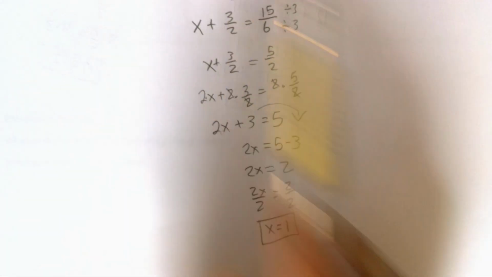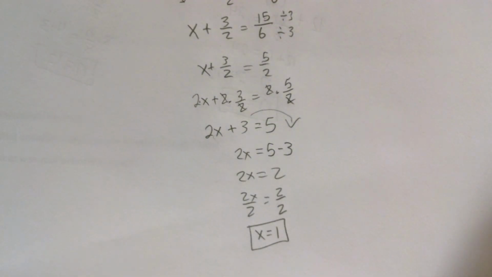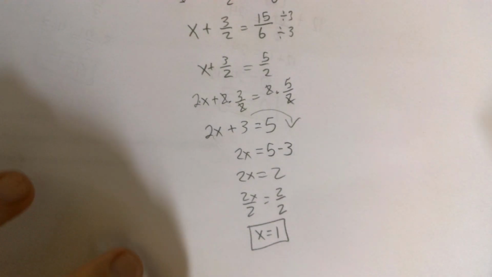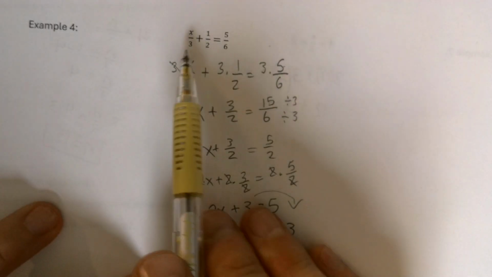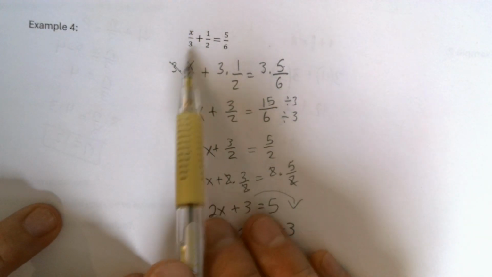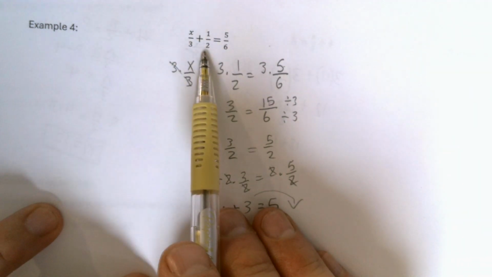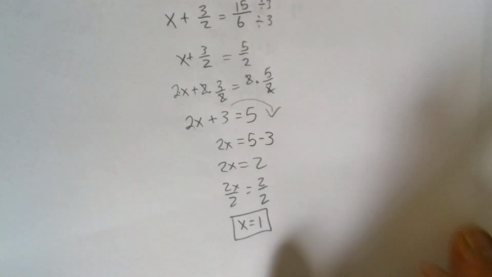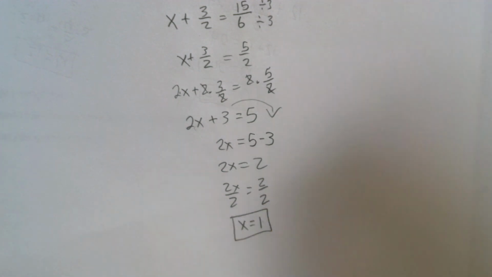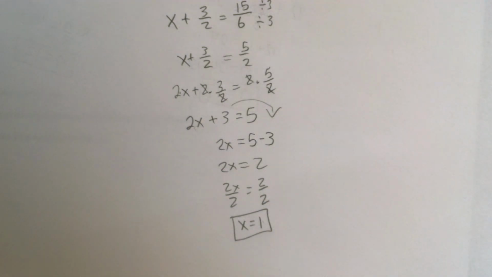And you can plug that back in and do the calculator stuff on your calculator to check your answer. If you plug the 1 in here into this side, so you do 1 over 3 plus 1 over 2, you will get 5/6 as your answer. So you'll find that does check out. All right, that is the end of lesson 2.1.